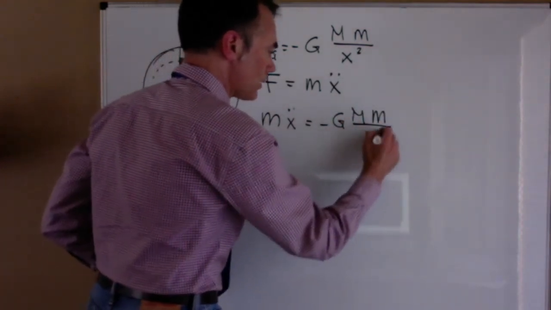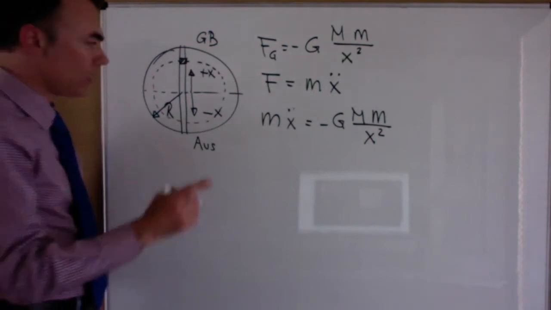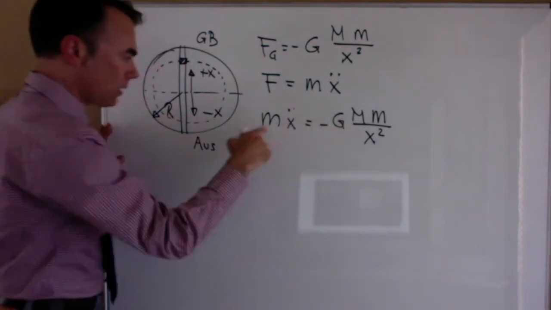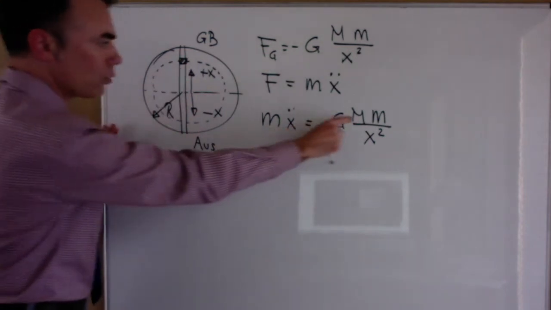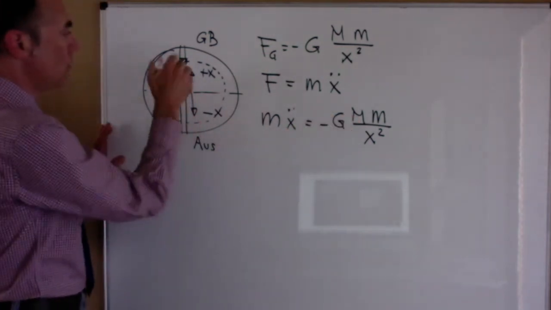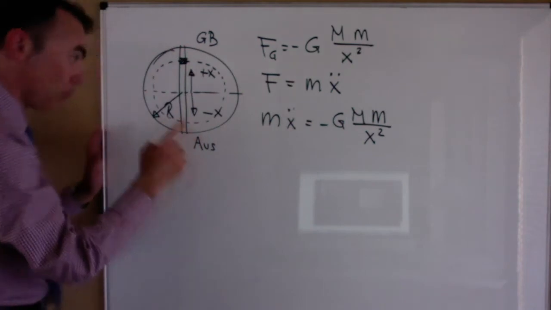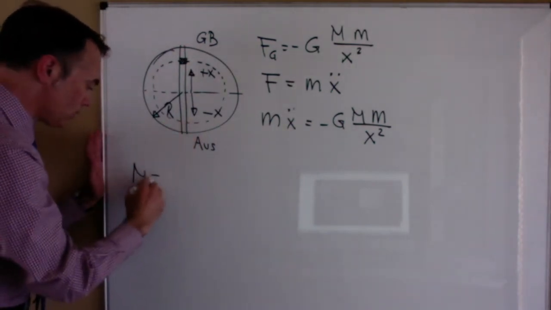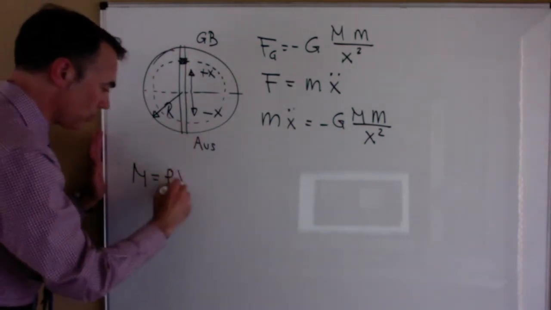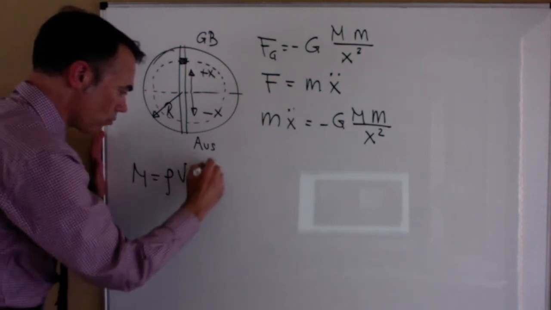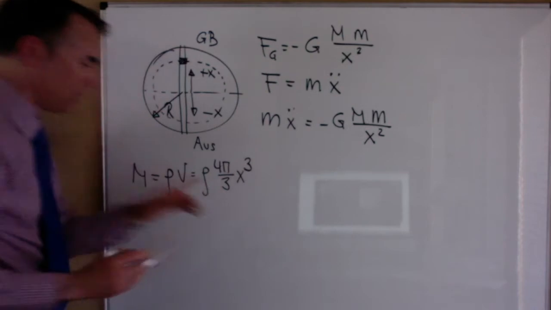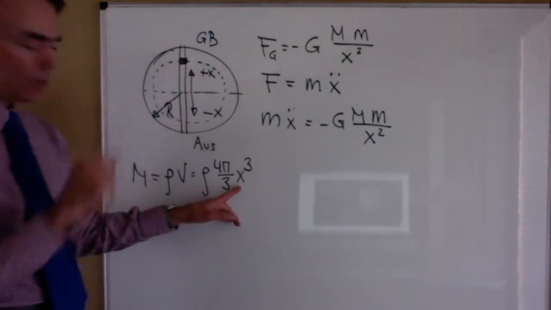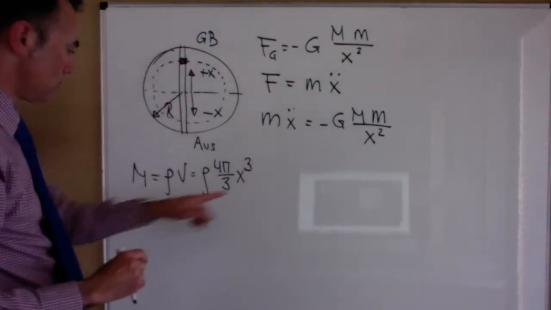transport divided by x squared, but the mass of the Earth that is affecting the transport is just the one enclosing this volume, so I have to write that mass in terms of the position of the transport. So that mass, if the density is constant, is the density multiplied by the volume. So rho 4 pi thirds of x to the power of 3. That's the radius, the distance at which they are from the center of the Earth.